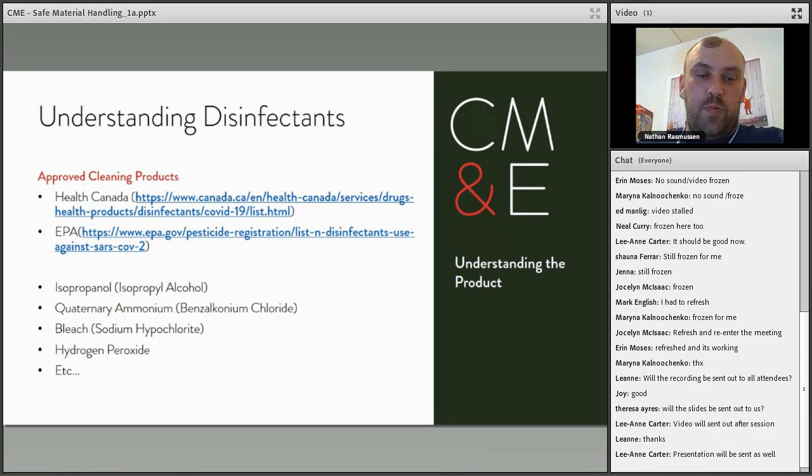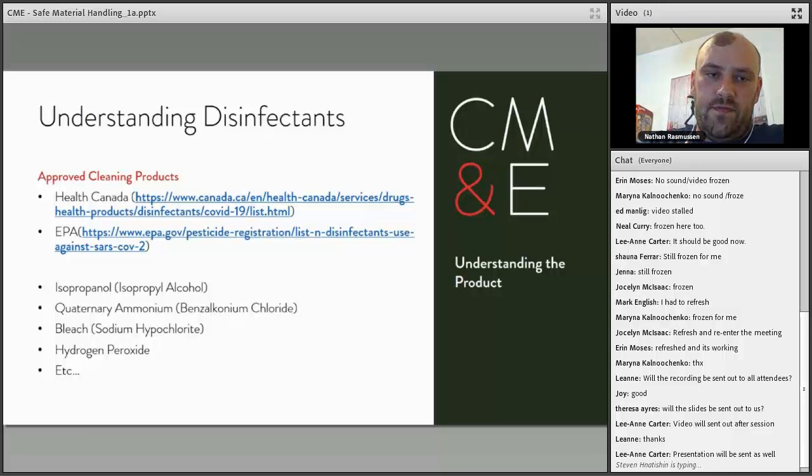Speaking of those lists, here we have the links, the Health Canada list, specifically the disinfectants for use against COVID-19. Both of these agencies, both Health Canada and EPA, register all of the pesticides on this list, and they have taken the pesticide list and moved it to disinfectants for use against SARS-CoV-2 or COVID-19. You can see on the list there.